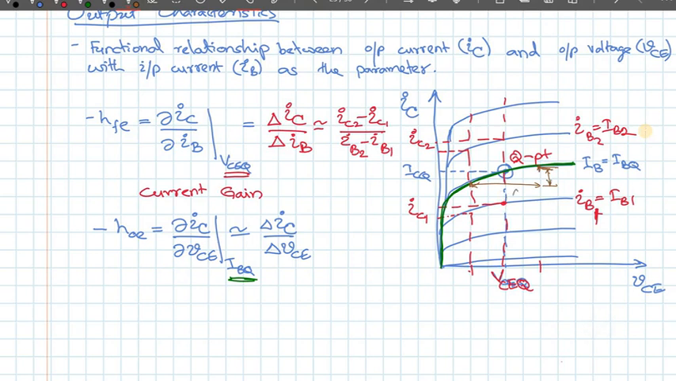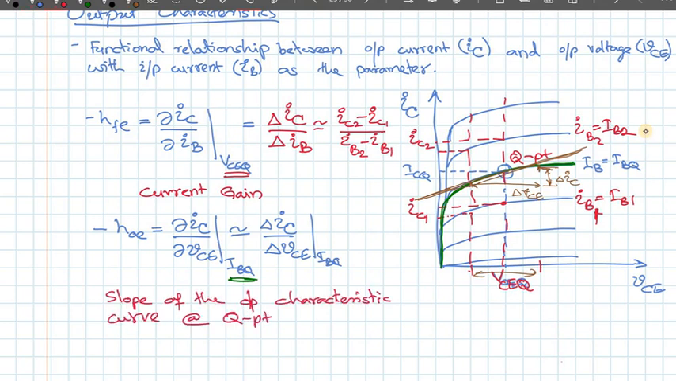So this is my delta VCE and this is my delta IC. What is that? It's roughly the slope of this curve at this point. It's about this much. As this change becomes smaller and smaller, it becomes the slope of this curve at this Q point. So this is the slope of the output characteristic curve at the Q point.